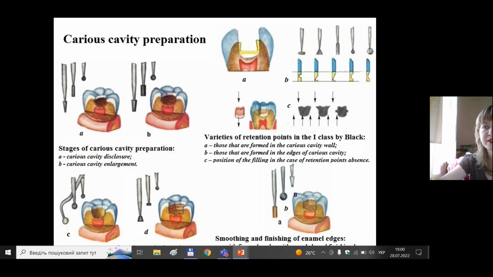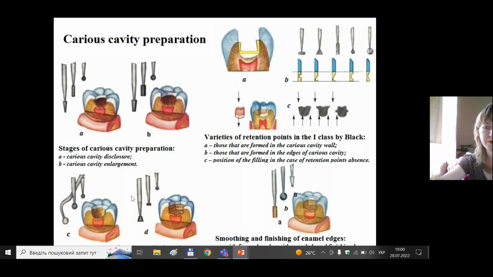This slide summarizes everything we have discussed before about the steps of caries cavity preparation. Let's summarize it. So caries cavity preparation has such steps. Disclosure of the caries cavity is done with a round-shaped burr, fissure burr, or cone-shaped burr. Caries cavity enlargement is done with the same shape burrs, but of course bigger sizes.